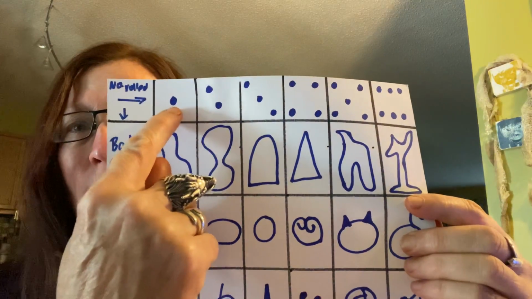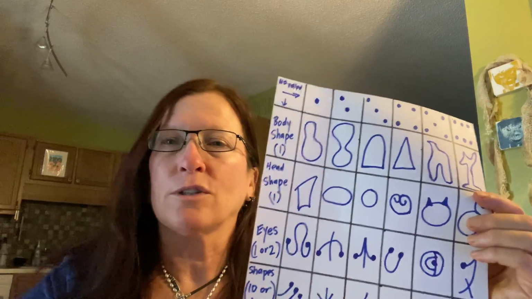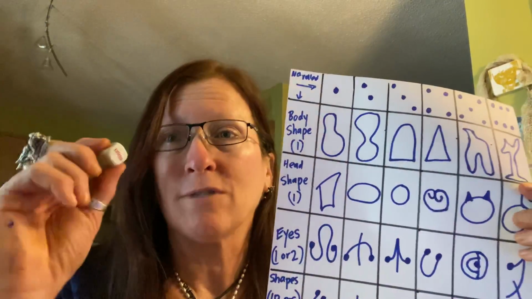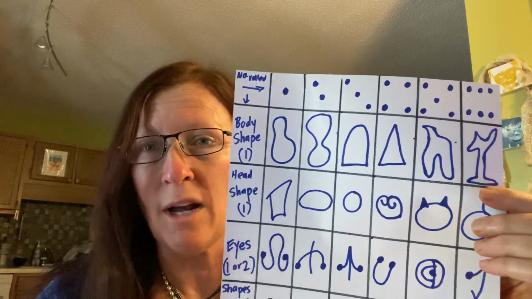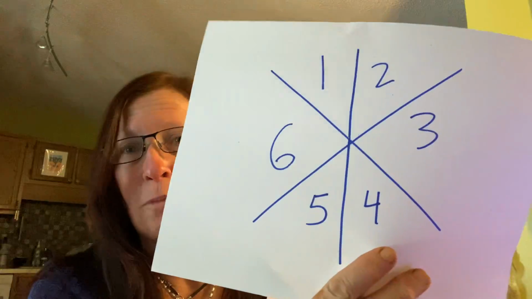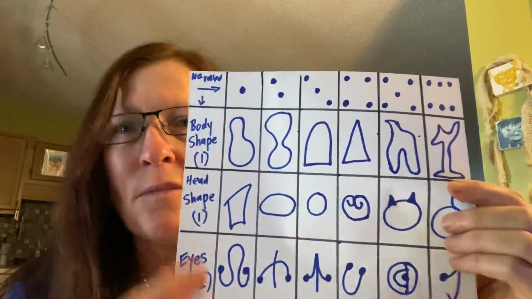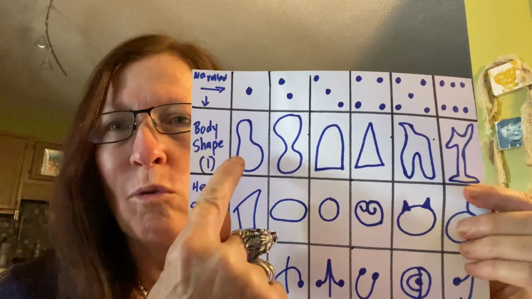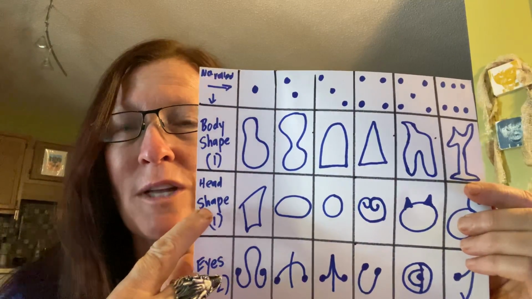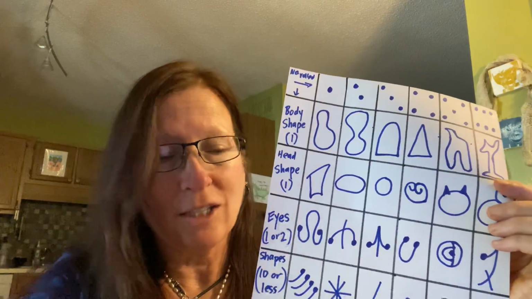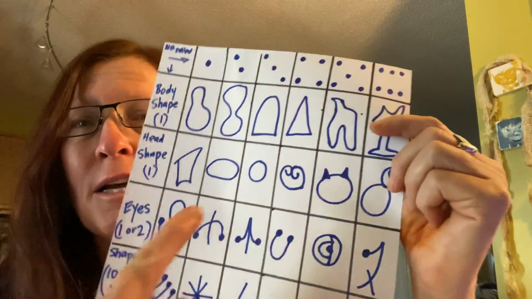Then you have to have this sheet in front of you. Now, this is the number 1, 2, 3, 4, 5, 6. If you have dice, then you can use a die. If you don't have a die, you make your own spinner. So that's the two different things. If you roll a 1, then you go to the body shape, and you draw this shape on your paper. Then the next one is the head shape.